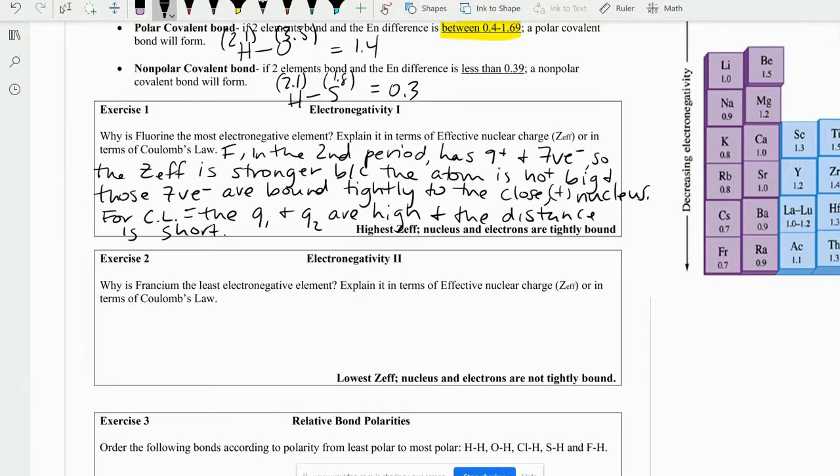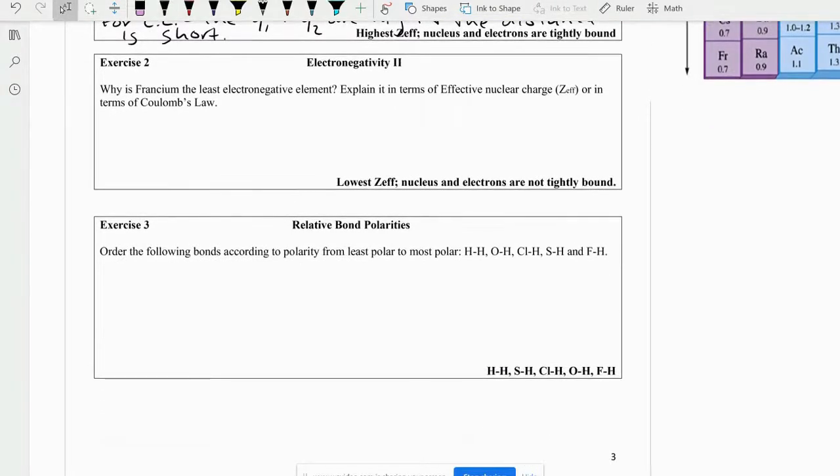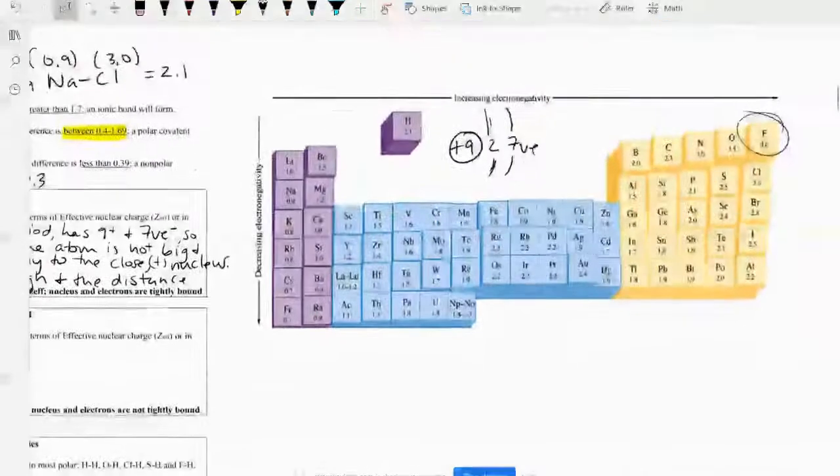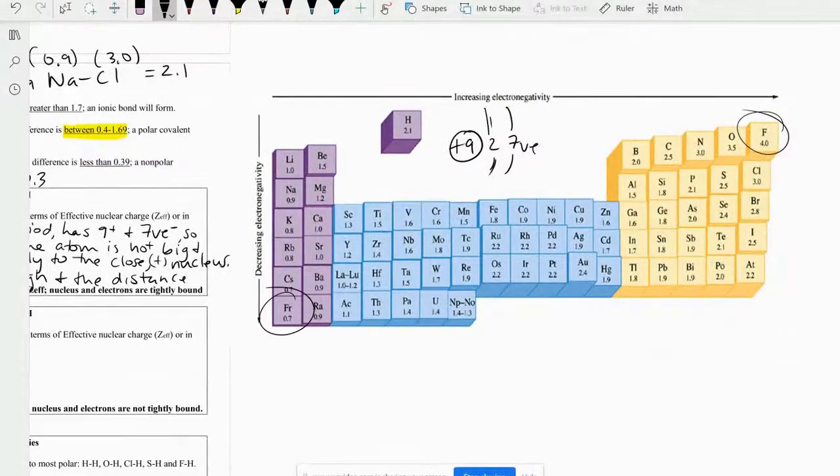Okay, so what I just said with my words, I essentially put down for exercise 1. Feel free to copy this down in your notes or word it in any way that you see fit. Let's go to exercise number 2. Why is francium the least electronegative element on the periodic table? And explain in terms of effective nuclear charge or in terms of Coulomb's law. And if you go back here really quick, we see francium's right here.